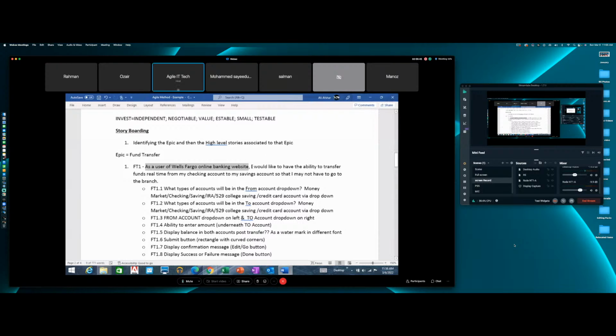The next sentence says, I would like to have the ability to transfer funds real time from my checking account to my savings account. This answers the what. What is he looking to do, right? So you've got the who, you've got the what, and the last W is why is he looking to do that? So that I may not have to go to the branch. So this is his reasoning for developing this function. Everybody clear?